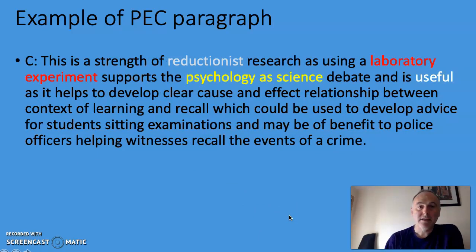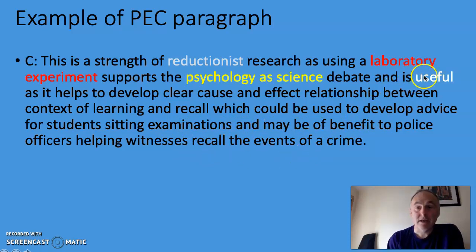And this I always think is probably the most important part, that students do tend to struggle on the most. This is when you bring it all together. This is the strength of reductionist research. As using a laboratory experiment supports the psychology of science debate, and is useful as it helps to develop clear cause and effect relationships between concepts of learning and recall, which could be used to develop advice for students sitting exams and may be of benefit to police officers helping witnesses recall the events of a crime.